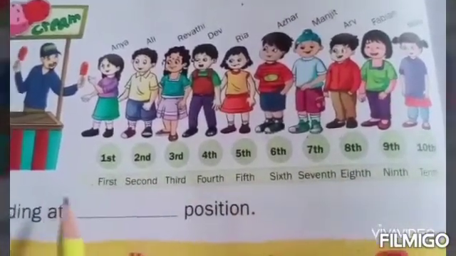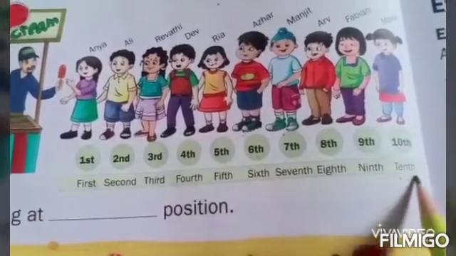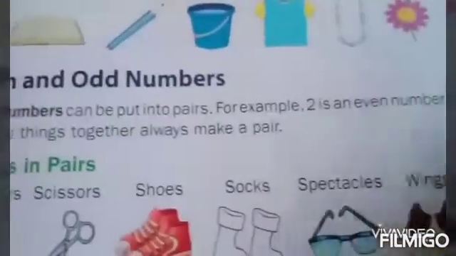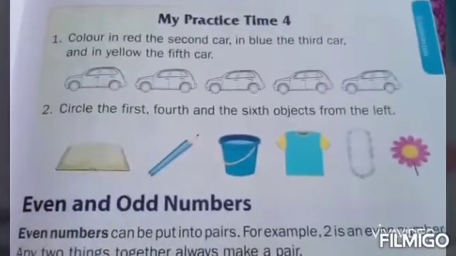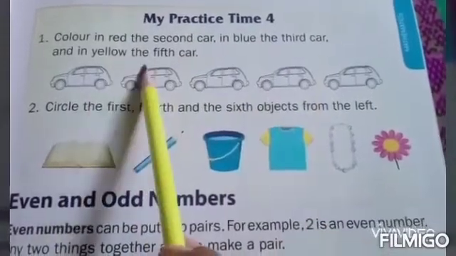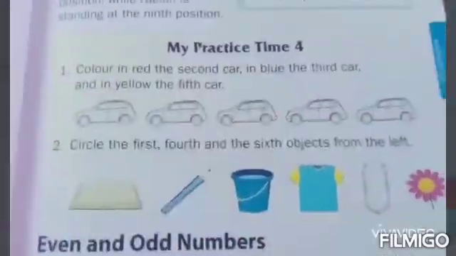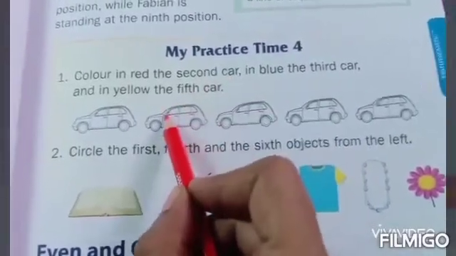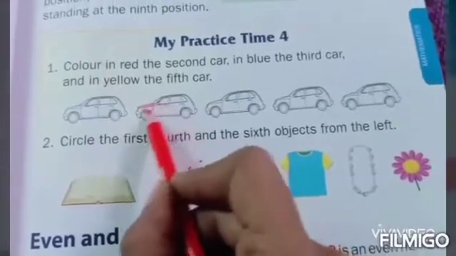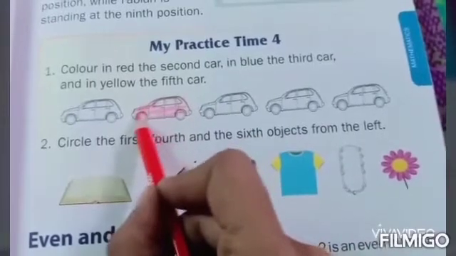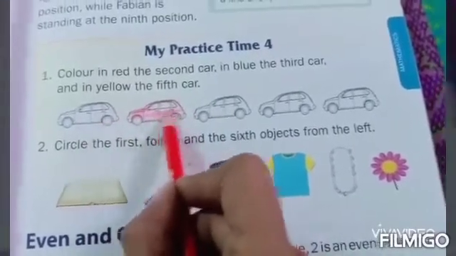Okay students, here are the spellings also given to you to write the ordinal numbers. So let us see what the practice is telling us. Here is the first one. Color in red the second car, in blue the third car, and in yellow the fifth car. So we have to color the second car with red color. So I am using a red color here to color the second car. Okay, so this was first and this is second.